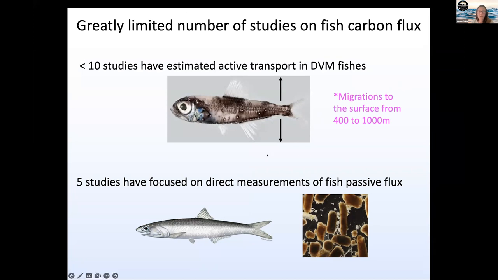So only about 10 studies have estimated the active transport in those fishes. And only about 5 studies have focused on direct measurements of the passive flux through the production of fecal pellets. So, you know, we are really short on data here. But the data we do have do depict fish playing a pretty significant role in that carbon export.